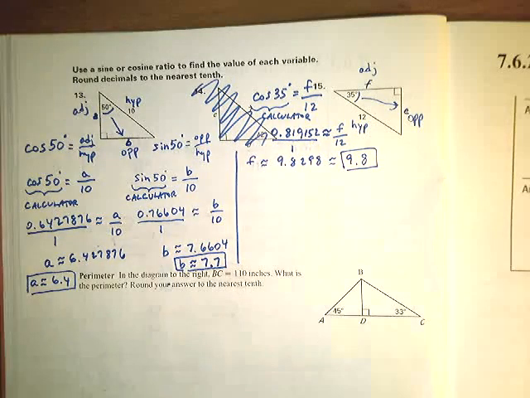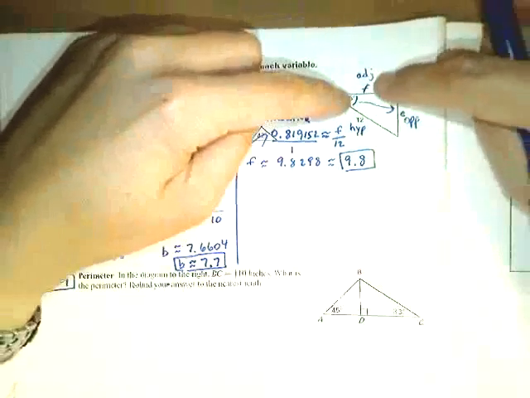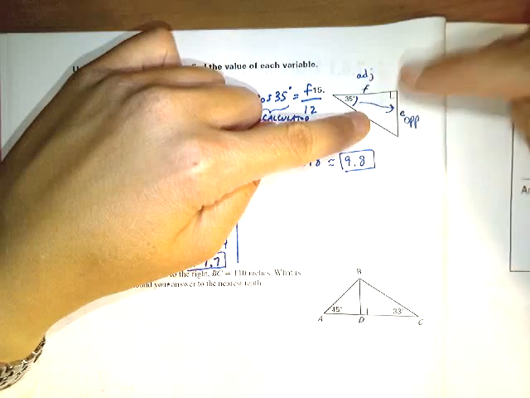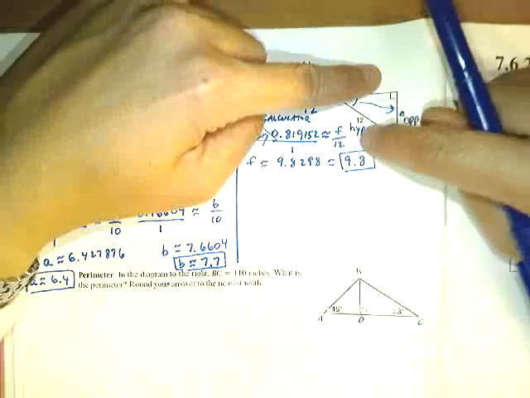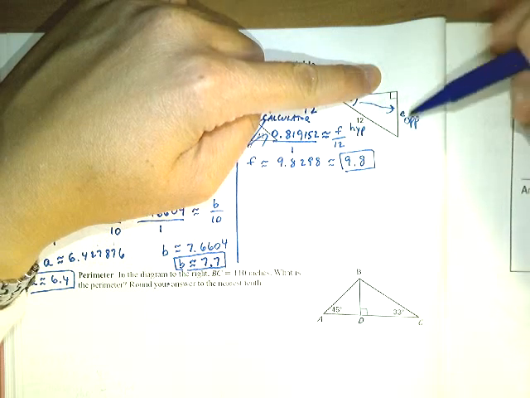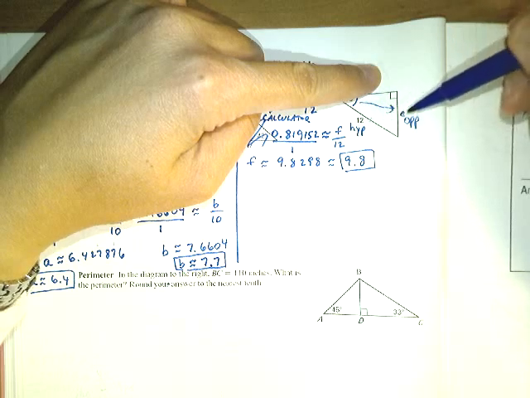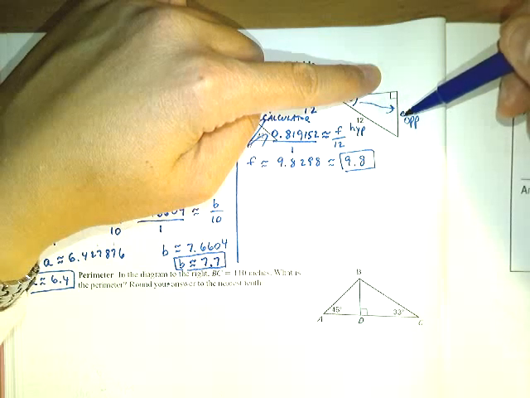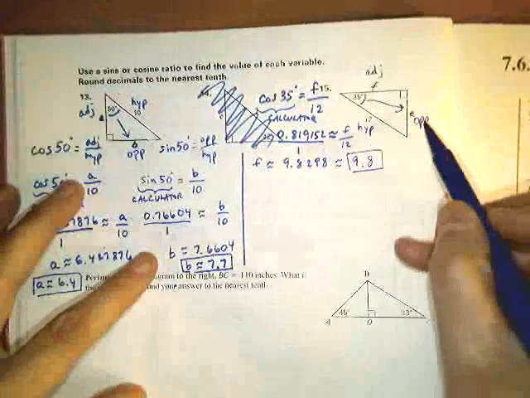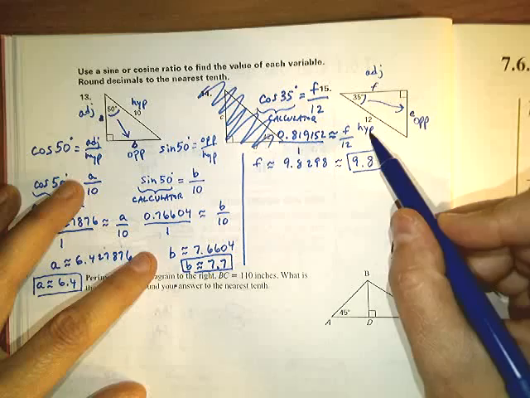Now we have a couple options to find E. Either we compare E with this, now that we know it's 9.8, and then solve for E, or we compare E with 12. Because remember, when you create an equation, you only want one thing that you don't know. I'm going to do this one. I'm going to pair E with the 12. That would be pairing the opposite and the hypotenuse.